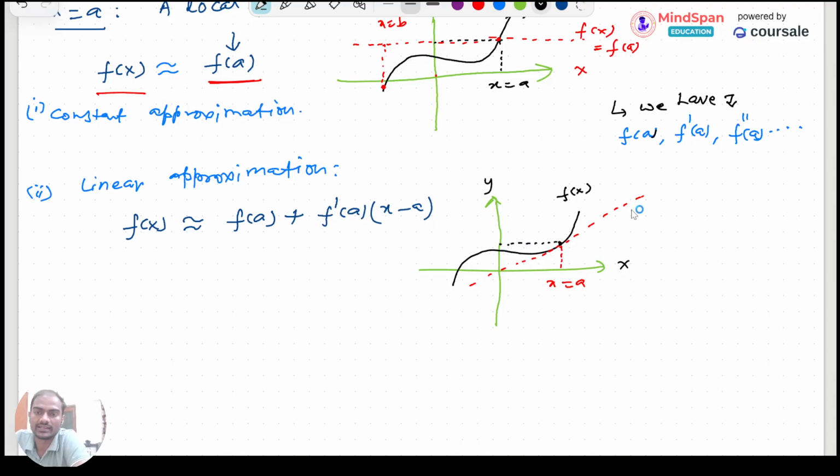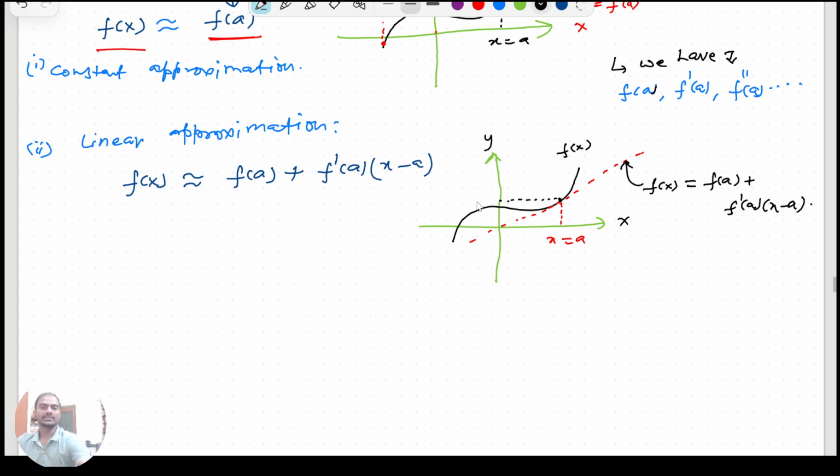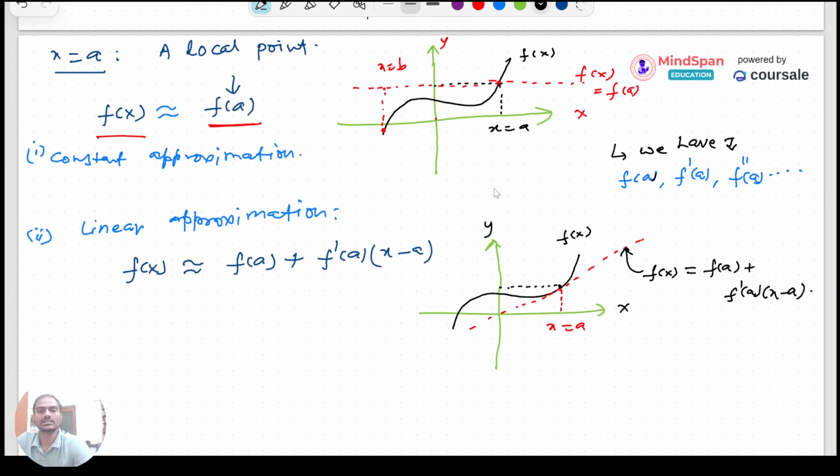Even if we have this line, this still does not fail at the exact point a. If we put x equal to a, then this will still give me f(a) plus f'(a) into (x minus a), right? Now you can see there is an improvement. We have improved a little bit from the previous constant approximation.